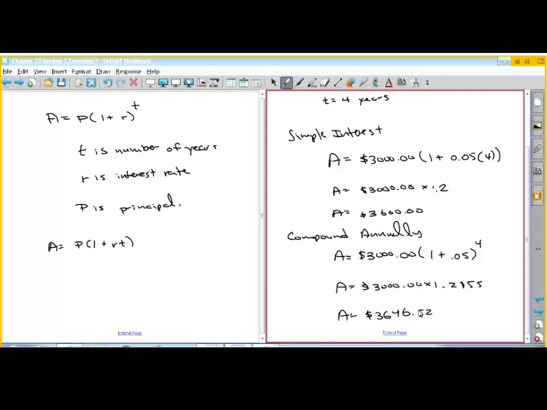You get $600 here in interest. Here you get $646.52. And you say, well, it's $46.52, and every dollar counts, but it's not like, wow, this is a huge difference. But if you do it over a 40-year period, there is a huge difference. That compounding makes a huge difference.